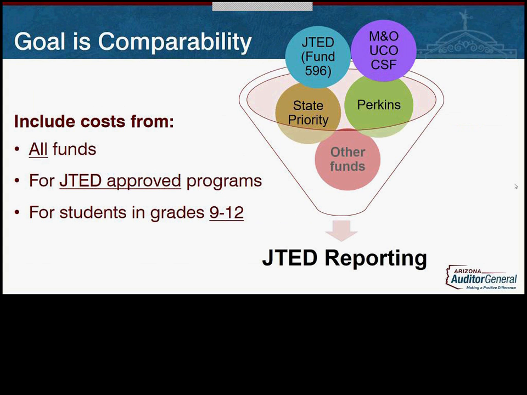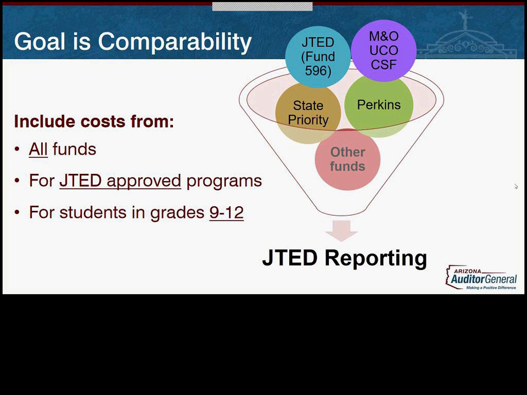So along with all JTEDs and member districts using consistent program codes, we also need the same costs reported. Therefore, the program codes for JTED programs that we just talked about need to be used in all funds so that the total cost of a particular program is reported. So looking at the funnel here on our slide, you will see that one JTED program could be supported by the JTED Fund, Fund 596, a state priority grant, Perkins grants, M&O, unrestricted capital outlay, classroom site fund, or any other funds other than student activities.